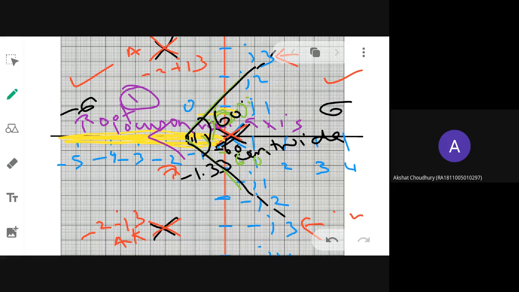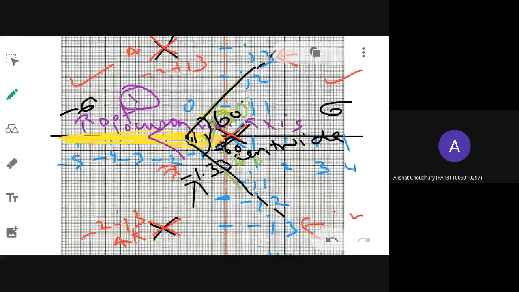Sum of poles minus sum of zeros divided by n minus m. The answer is minus 1.33. So you locate that minus 1.33 in the graph, and at that point you have to mark the angle of asymptote. So two angles you have seen, 60 and minus 60.